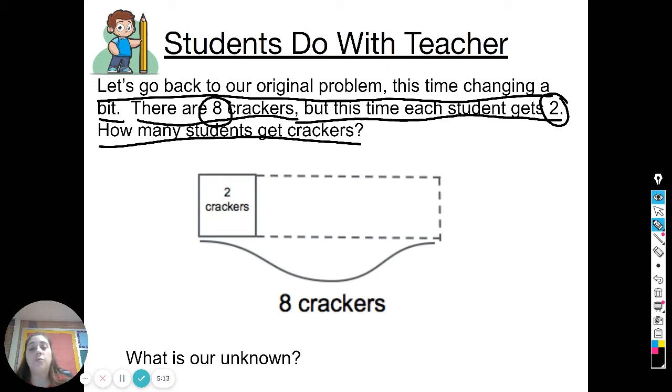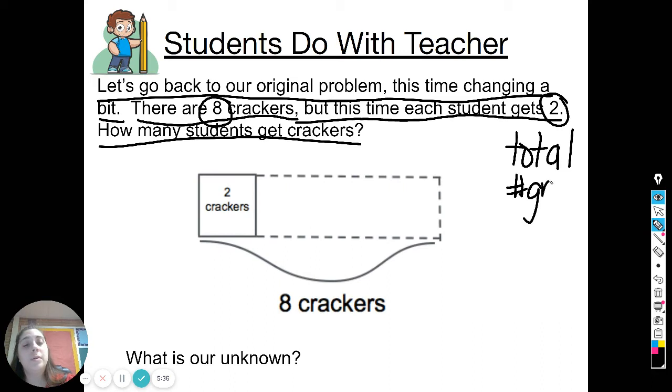So I would like you to draw this tape diagram on your whiteboard and then start to think about what is unknown. Okay, remember there's 3 parts to our equations. There's the total, the number of groups, and the size of the group. Which of those things do we not know? Okay, I'm going to give you a minute to go ahead and do that. Draw this and figure out which of those 3 is unknown.